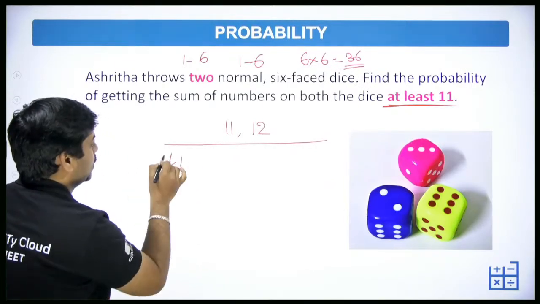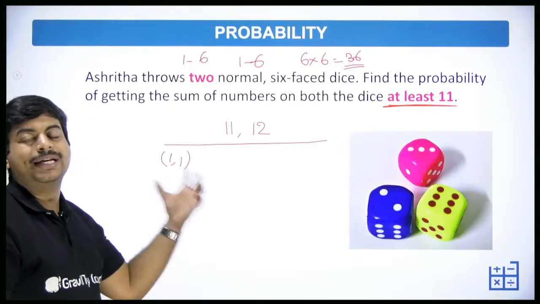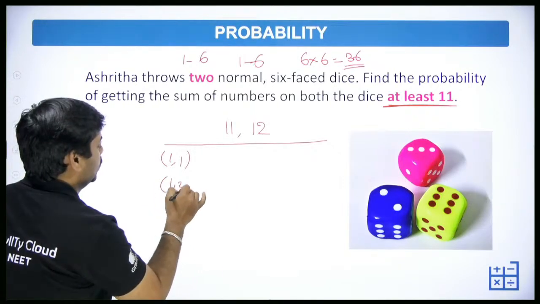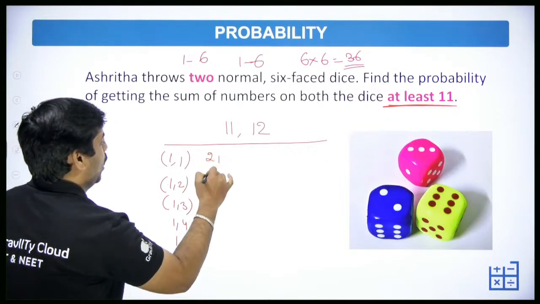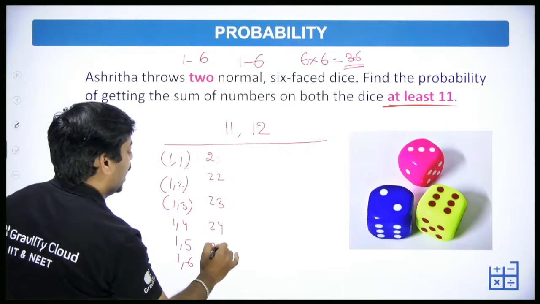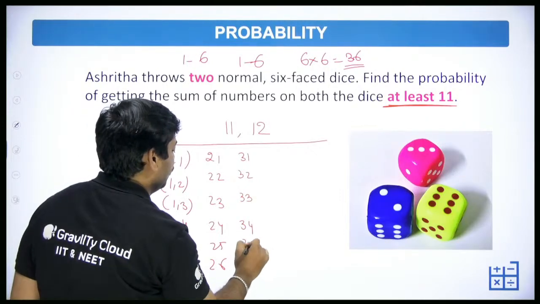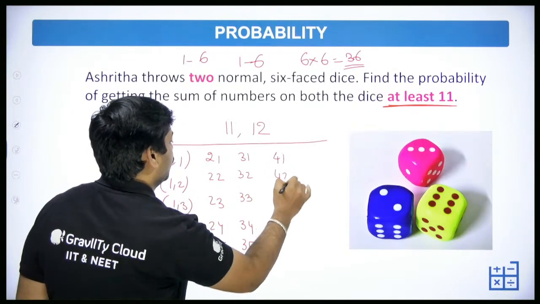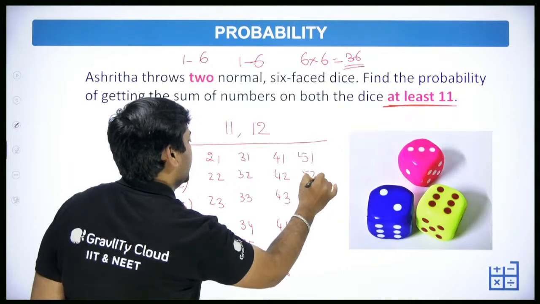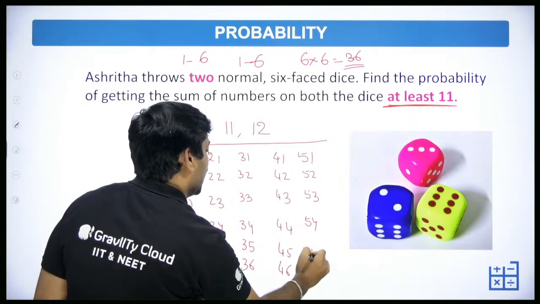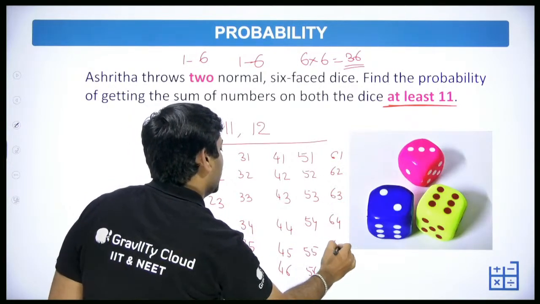1, 1 is one case, where when you throw both the dice, the first die gives you 1 and the second die gives you 1. Total is 2. In the same way we have 1, 2; 1, 3; 1, 4; 1, 5; 1, 6. Then 2, 1; 2, 2; 2, 3; 2, 4; 2, 5 and 2, 6. 3, 1; 3, 2; 3, 3; 3, 4; 3, 5 and 3, 6. The next one, 4, 1; 4, 2; 4, 3; 4, 4; 4, 5; 4, 6. 5, 1; 5, 2; 5, 3; 5, 4; 5, 5 and 5, 6. And the last one, 6, 1; 6, 2; 6, 3; 6, 4; 6, 5 and 6, 6.